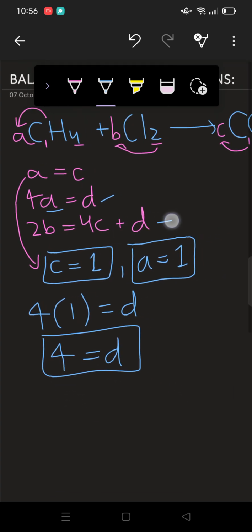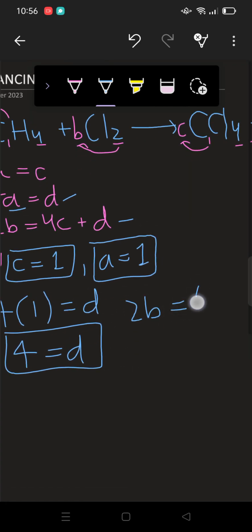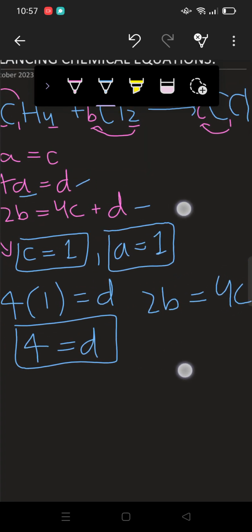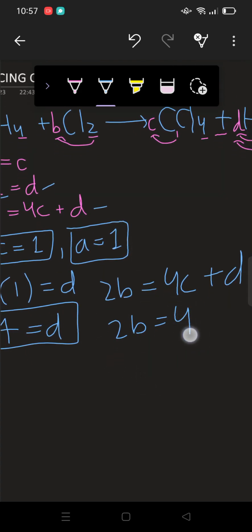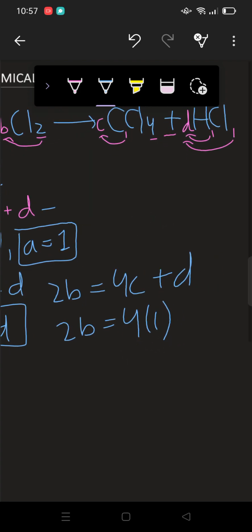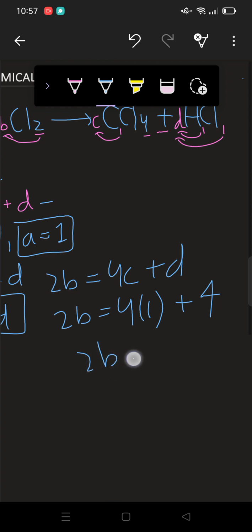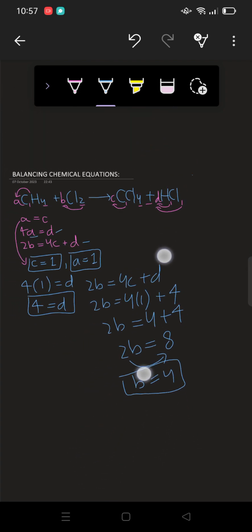Let's find the value of B now. So the equation is 2B is equal to 4C plus D. I have to find the value of B, right? So 2B is equal to 4 times C, whose value is 1, so 4 ones are 4, plus D, whose value is 4. So 2B is equal to 4 plus 4, which is 8. 2 is multiplying, so when it goes there, it divides. B is equal to 4, right? So I have gotten the value of B as well.